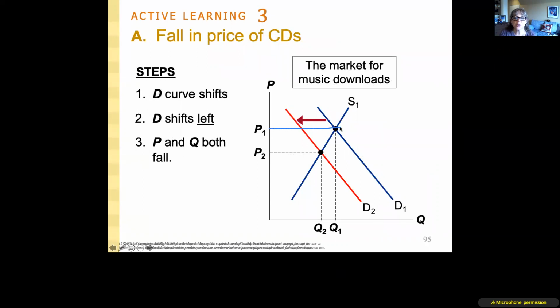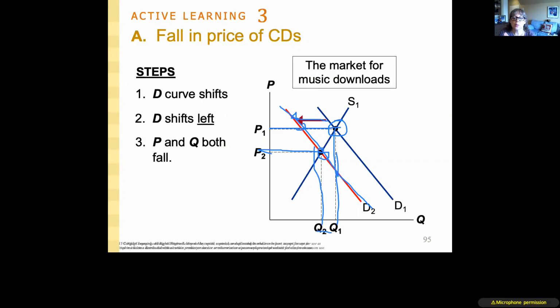So here we are. Price 1, quantity 1. Great! X marks the spot, we're all set. Now, in the market for music downloads, there was a fall in the price. So now CDs are what? A substitute for music downloads. Because CDs are cheaper, consumers are going to move away from music downloads to CDs. That means that the demand curve for music downloads shifted to the left. When it shifted, you get a new equilibrium. When you get a new equilibrium, you move to P2 and you move to Q2.